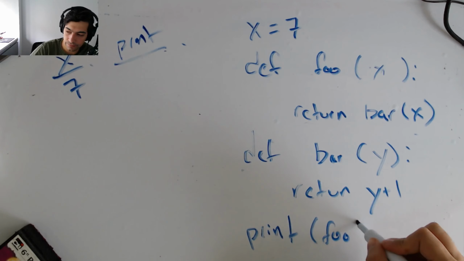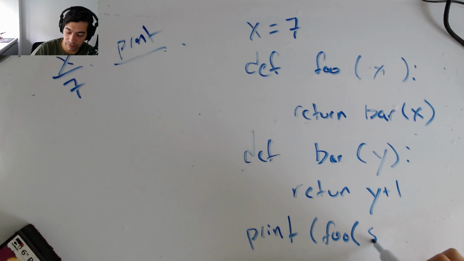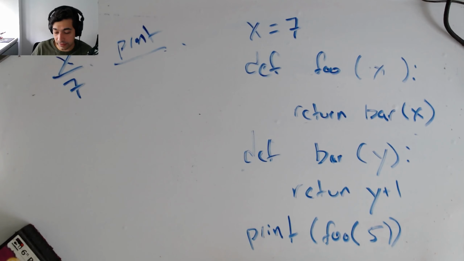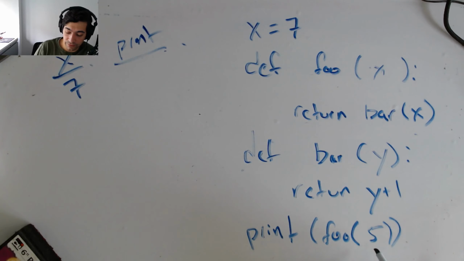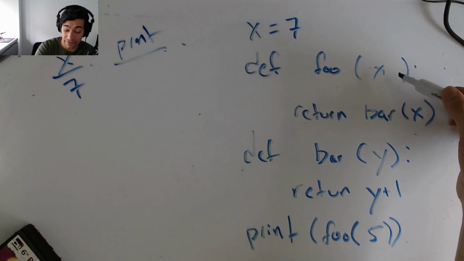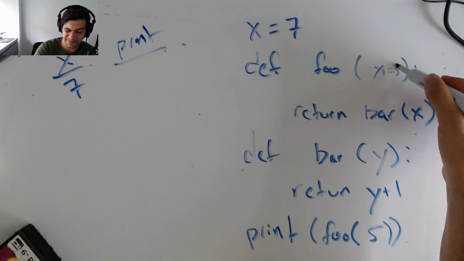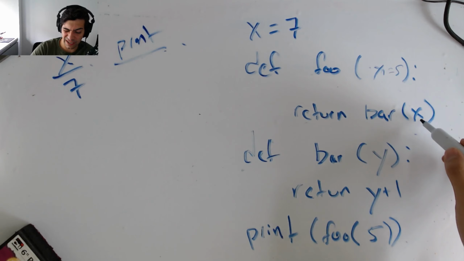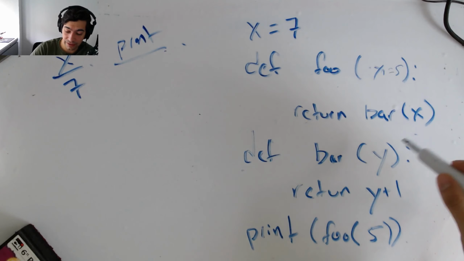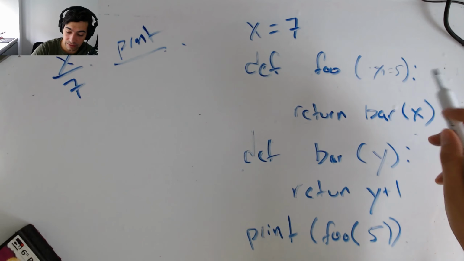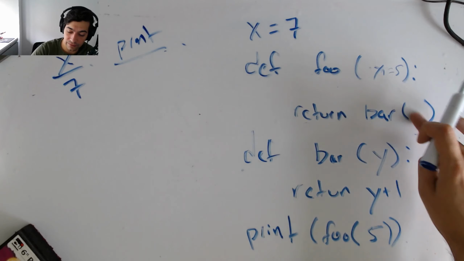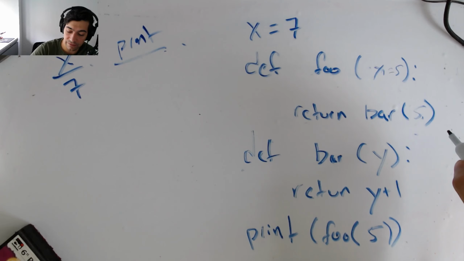foo of 5. Now what do we think is going to happen? We have foo of 5. So the 5 is going to replace this x here. 5 will be replaced here. And we have another function call. Now the fact that this function call is happening inside of another function, it doesn't matter. We just say, well, x is 5. So this is sort of like writing bar of 5.